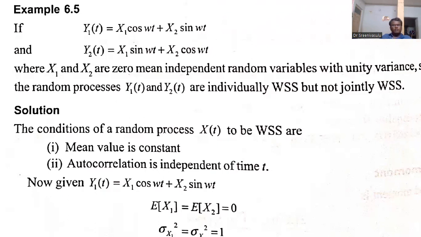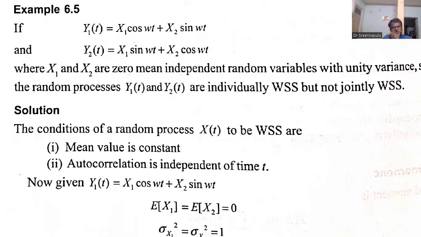Now the question is where X1 and X2 are zero mean, meaning the expected value of X1 and the expected value of X2 are 0, and independent random variables. Independent means that the expected value of X1 X2 is equal to 0, with unity variance. The random processes Y1(t) and Y2(t) are individually wide sense stationary, but not jointly. If we calculate the autocorrelation of Y1(t) and of Y2(t), these are independent of time. But the cross correlation between these two is not wide sense stationary, which means it is a function of time.